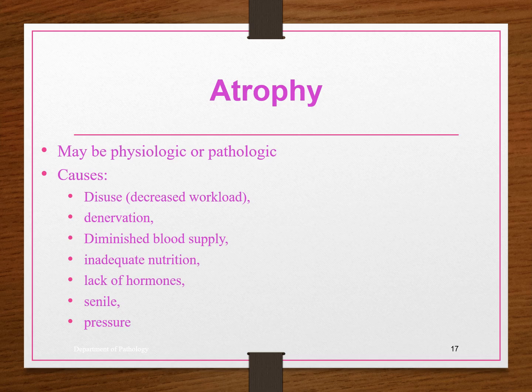Atrophy may be physiologic or pathologic. Causes are disuse atrophy because of the decreased workload, denervation atrophy, diminished blood supply, inadequate nutrition, lack of hormones, senile atrophy, and pressure atrophy.